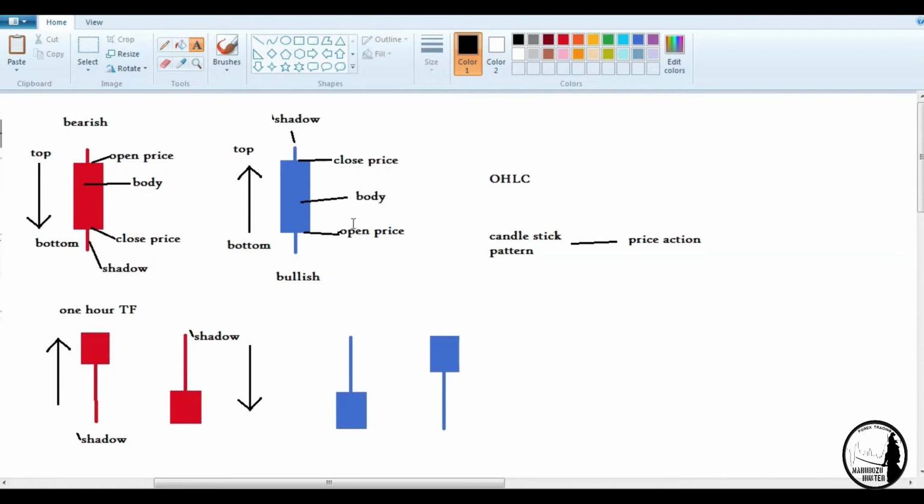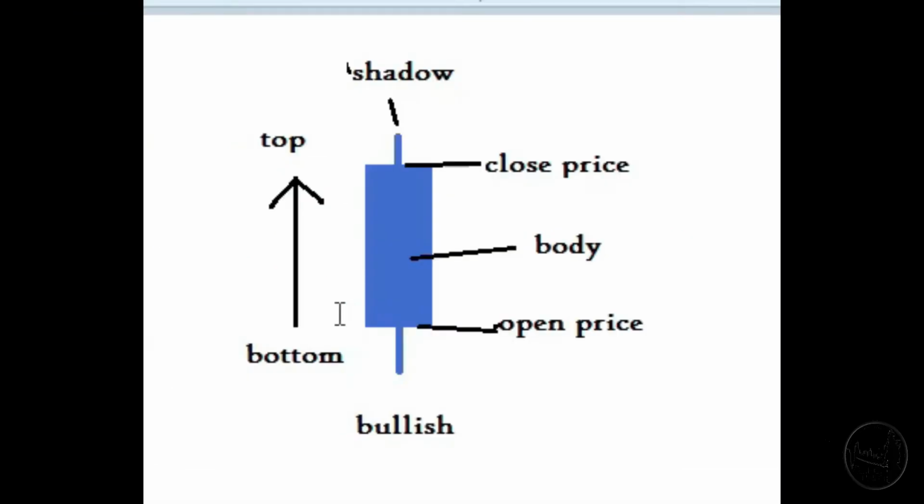Okay, the same goes for the bullish. The open price is here and then it goes up until here, but fails to close here, and then goes down until here, and then up again, and then after 1 hour. So this one we are using a 1 hour time frame. After 1 hour it is closed. That's why the price is closed here.